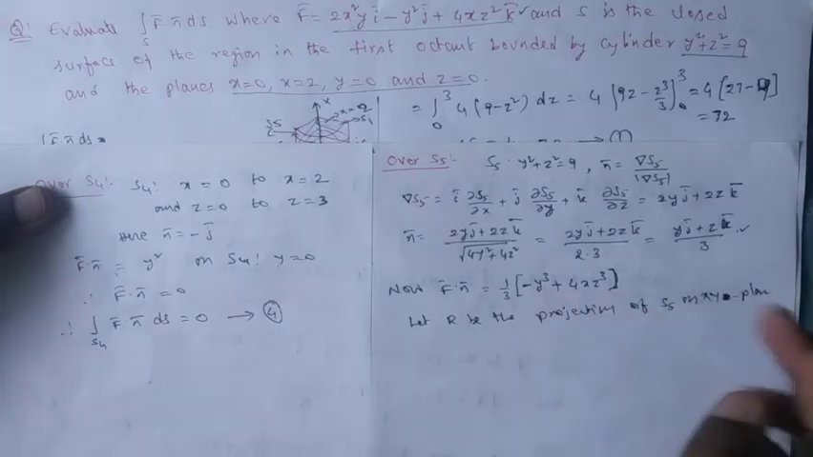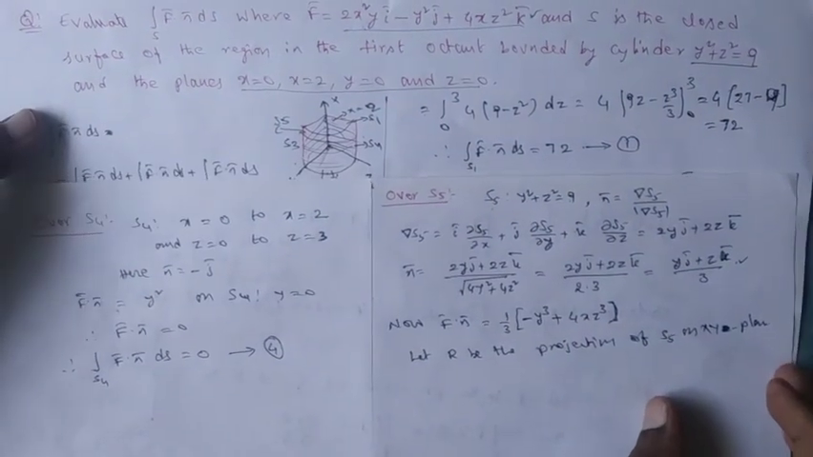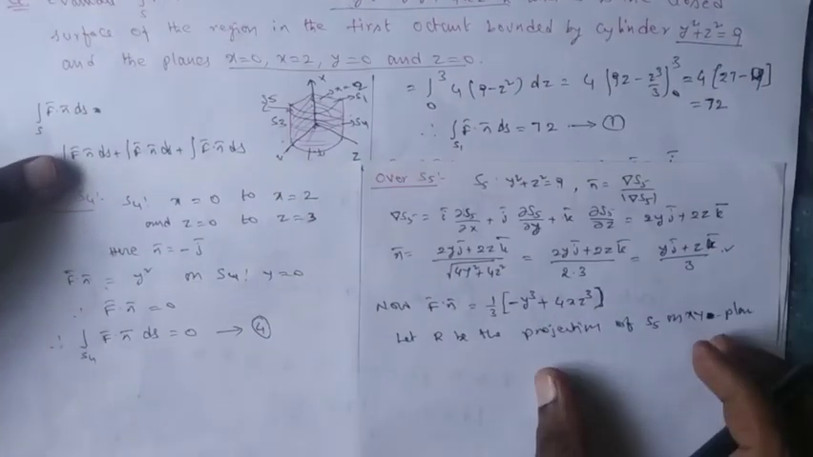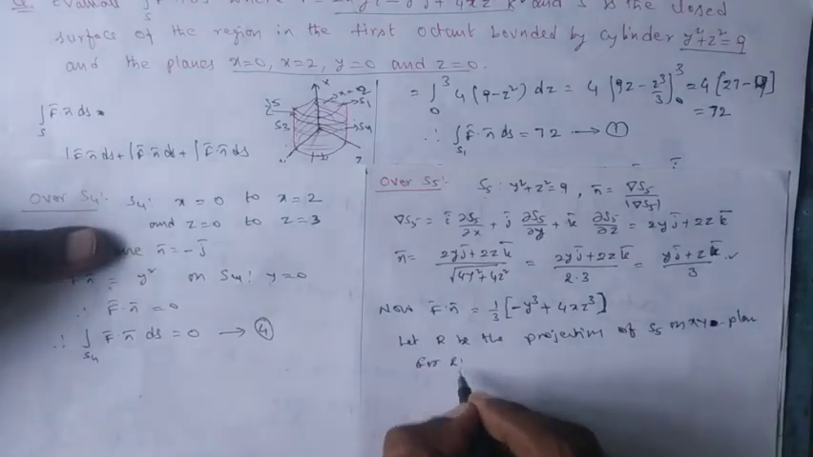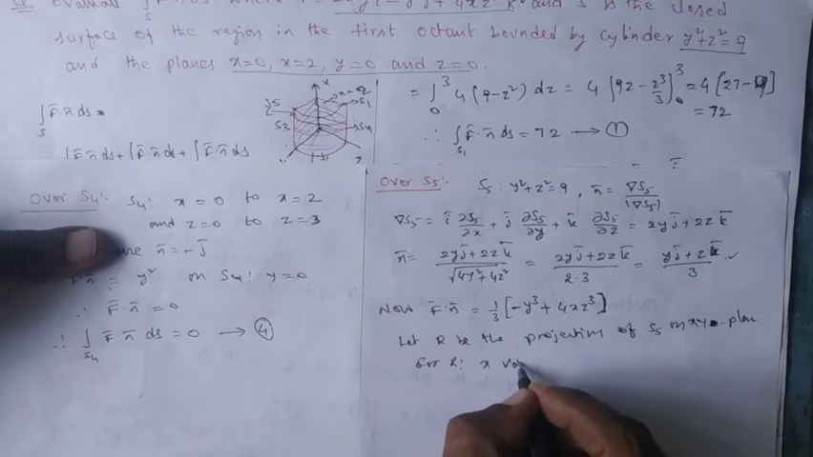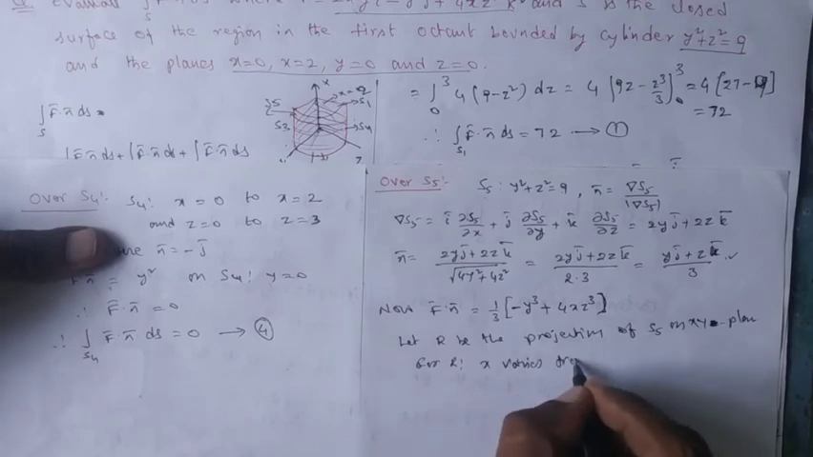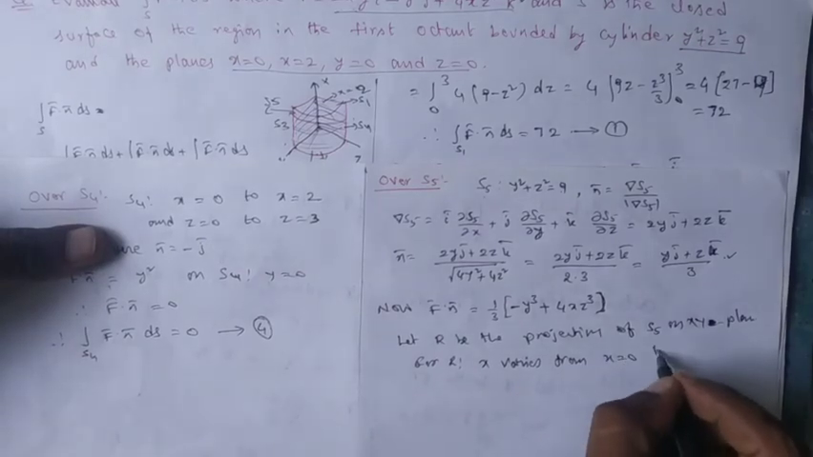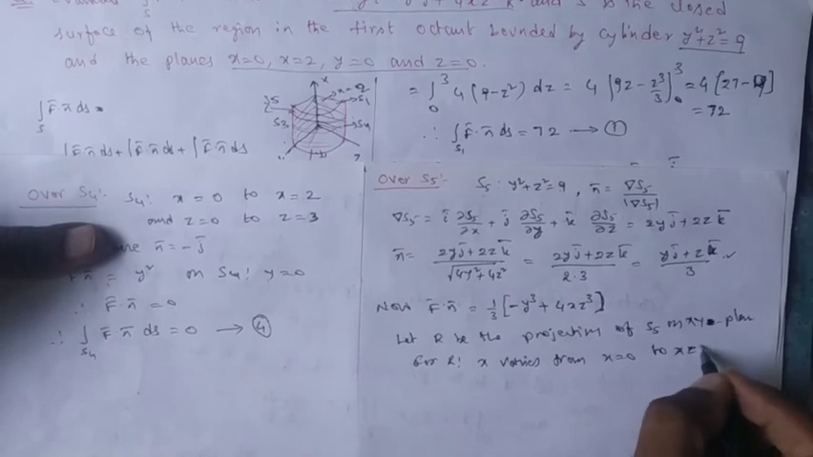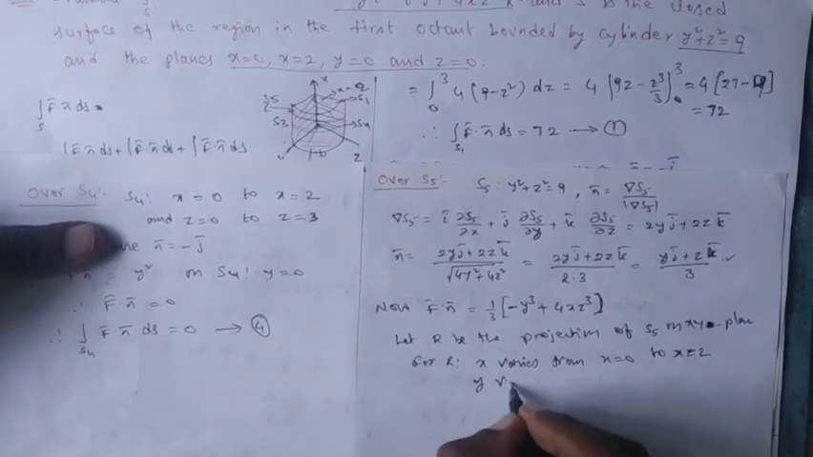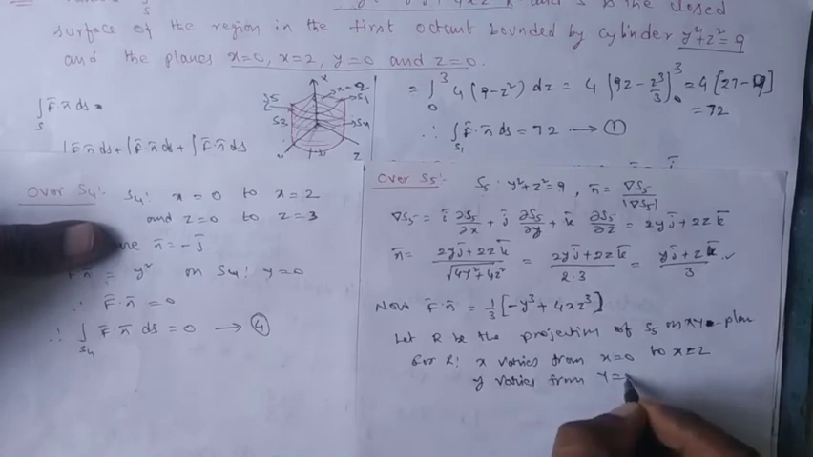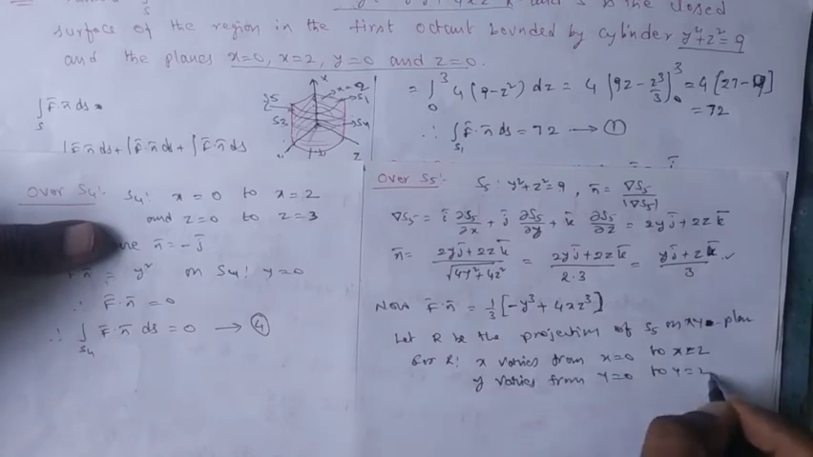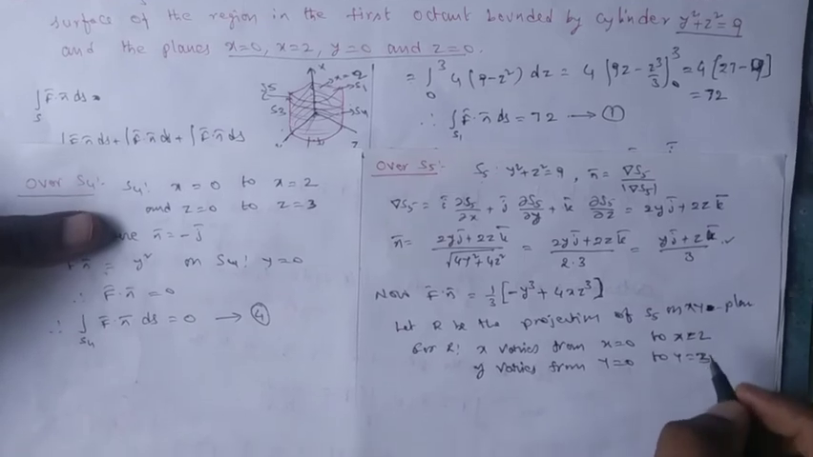Okay, xy plane. So once you take the projection of this surface onto the xy plane, what happened? The limits for the x variable for R: x varies clearly from x equal to 0 to x equal to 2, and y varies from y equal to 0 to y equal to 3.